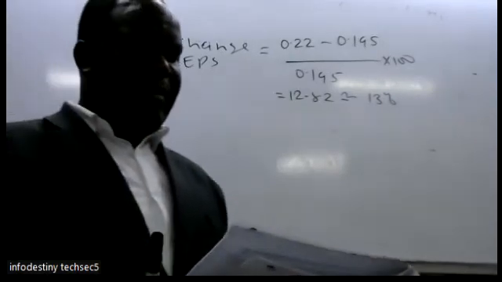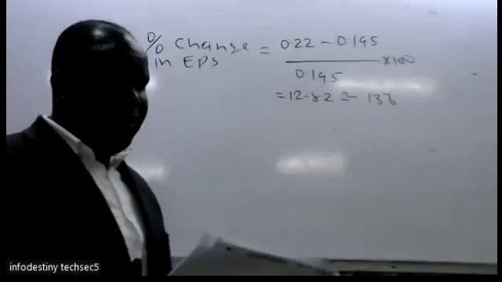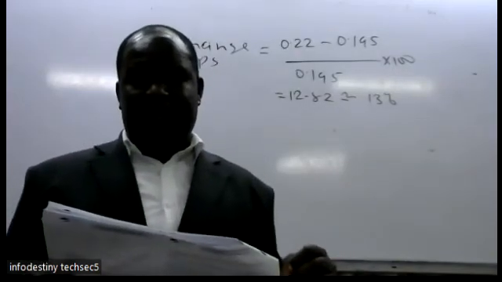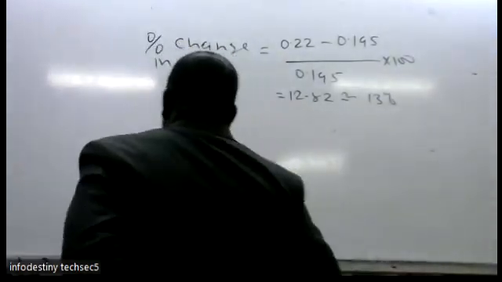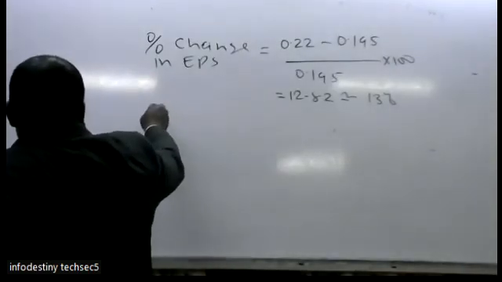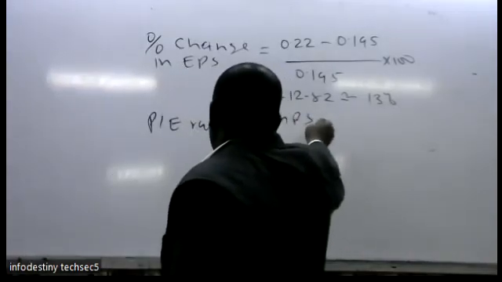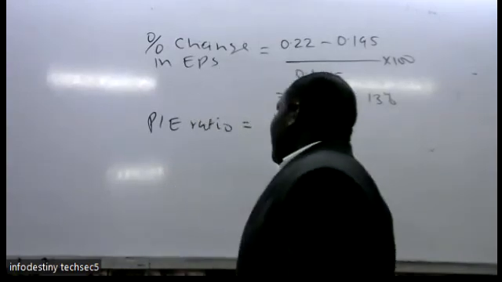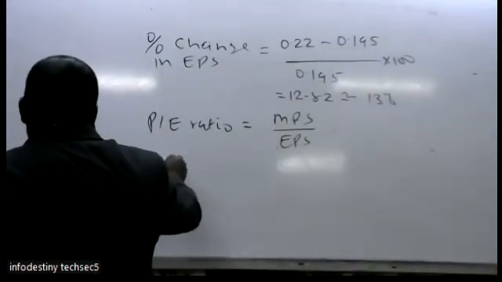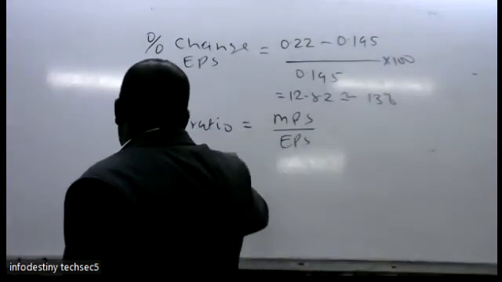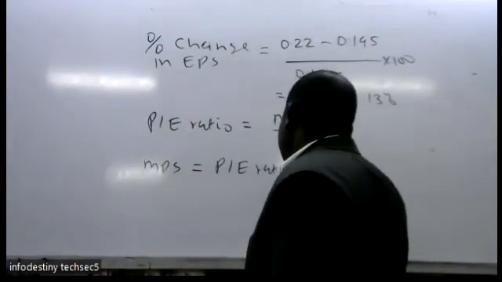So finally, Roman letter 4. Roman letter 4 is simply the post-acquisition price of share of Water Limited, assuming the bid is what? Yeah, so the concept is still the price earning ratio. You remember it was market price per share divided by earning per share. So when you make market price per share the subject, it will be the price earning ratio multiplied by earning per share.